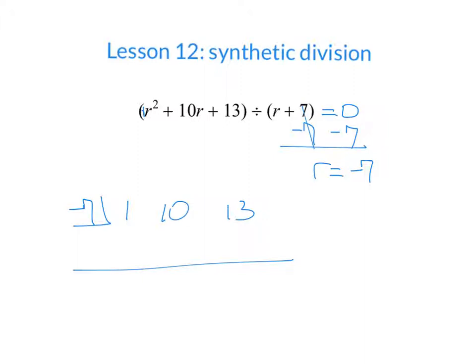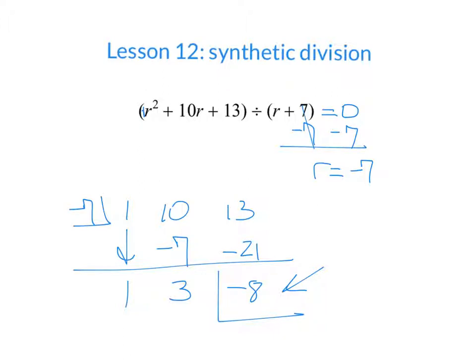The next step would be to drop down the 1 and multiply. -7 times 1 is -7. Add, you'll get 3. Then you're going to multiply. -7 times 3 is -21. And then you're going to add, and you'll end up getting a -8. Okay, that's your remainder. Whatever gets left last is your remainder.